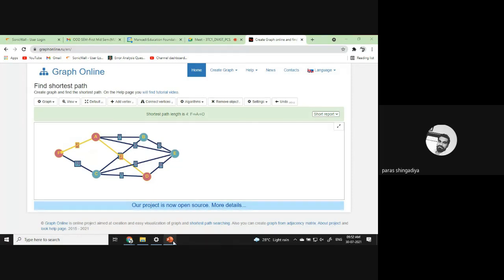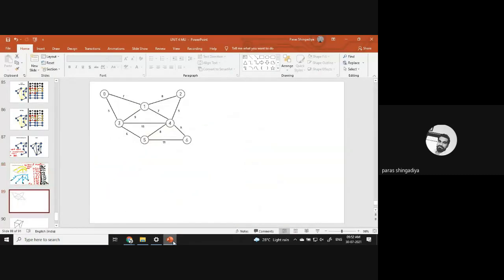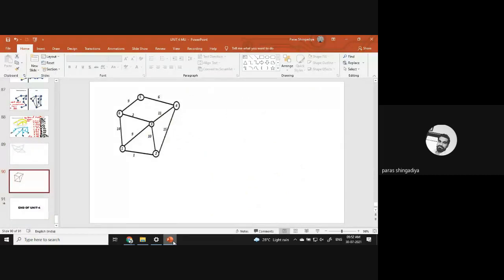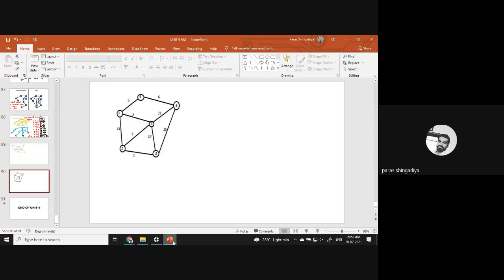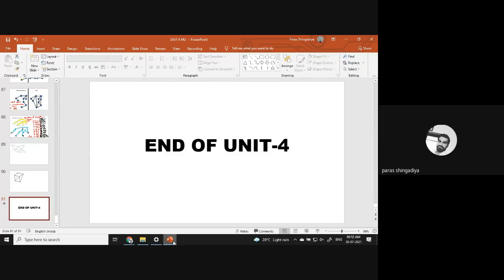So that is unit number 4. Is there any query? One more graph is given for your practice, to find the minimum weighted spanning tree by Kruskal algorithm. Is there any query from anyone in this unit? Unit number 4 of graph theory is now complete.